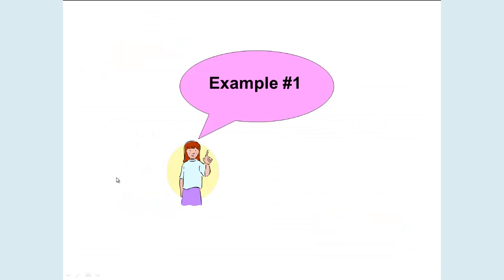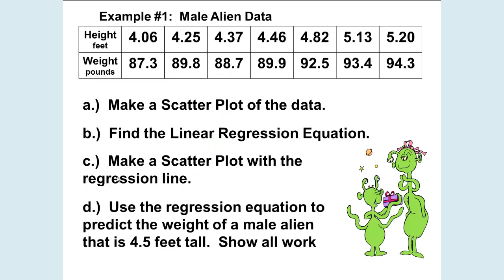Now, example number 1. With this video and in this example, we will explain how to use the TI-83 or 84 calculators to do the linear regression. The formulas for regression are very long and cumbersome, so the calculators make our jobs so much easier. Time to begin. Example number 1, male alien data.